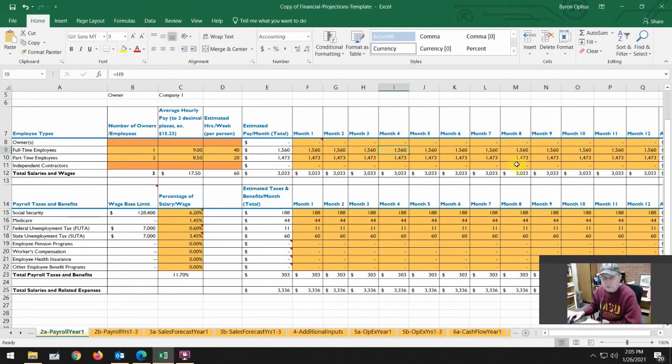But again, if you had a seasonal business, you may come in and change these numbers down to 0 potentially, if you're going to lay people off over the months. It also autofills all this down here.